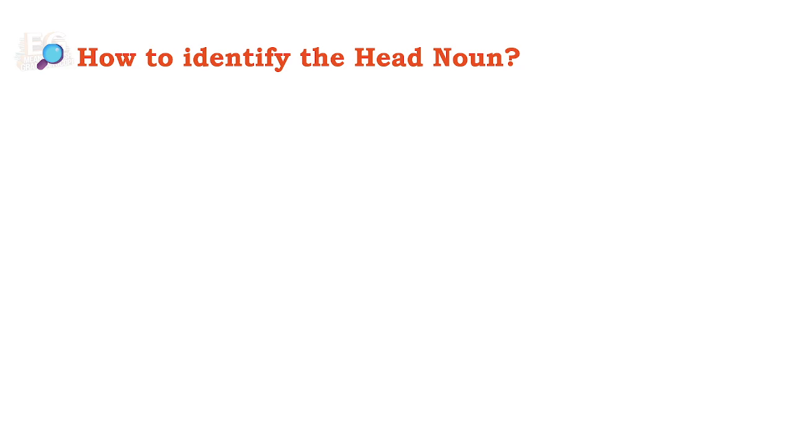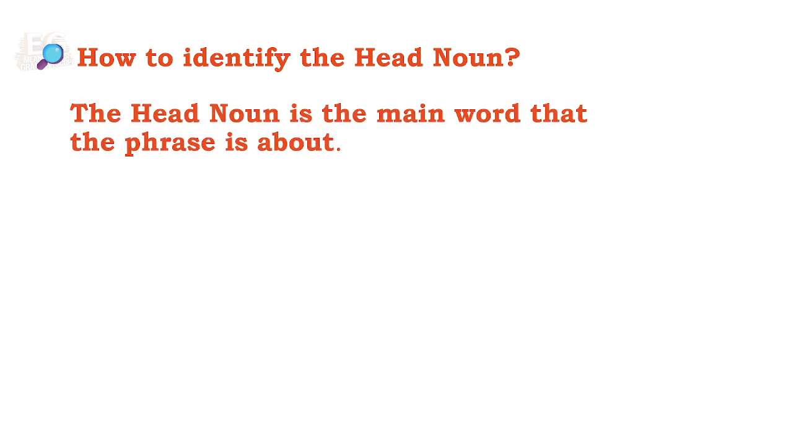How do we identify the head noun? The head noun plays an important role in finding the noun phrase in a sentence. Head noun means the main noun in a sentence, where everything is related to that noun. The head noun is the main word that the phrase is about.